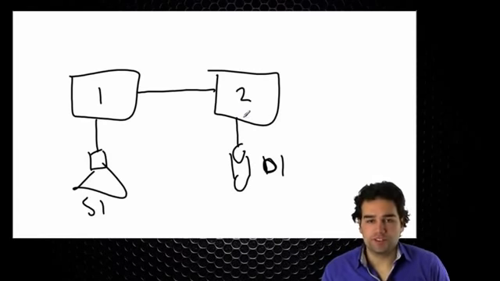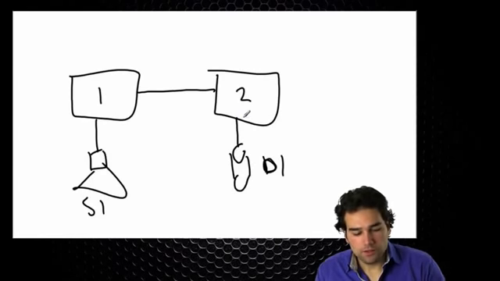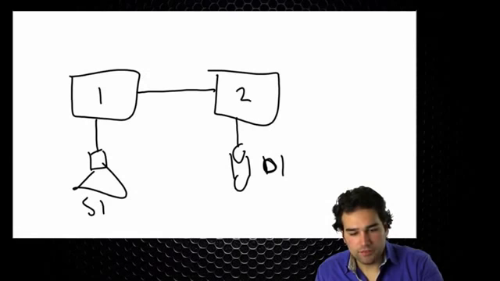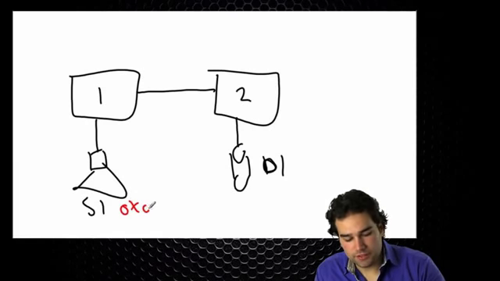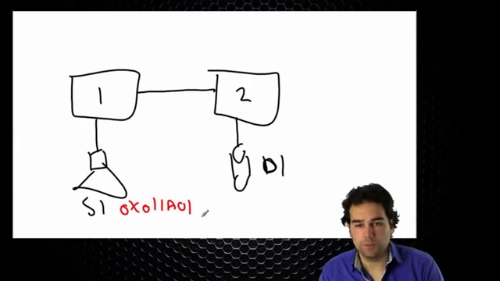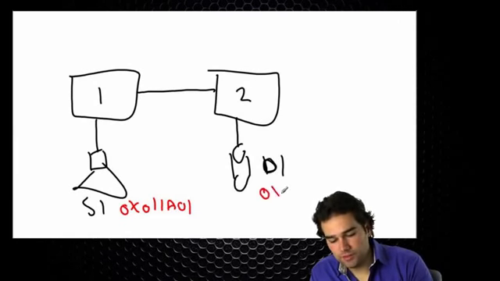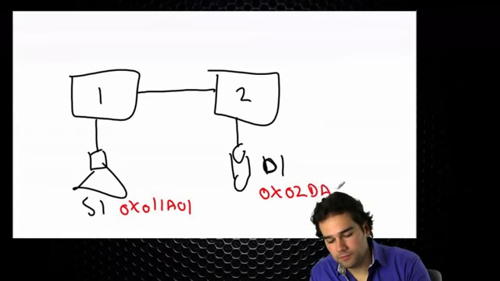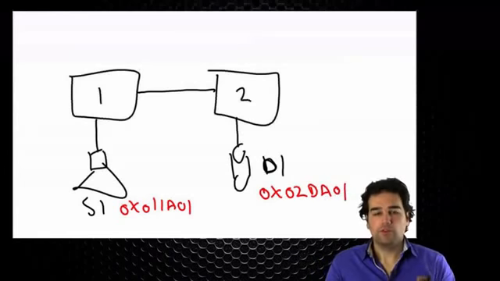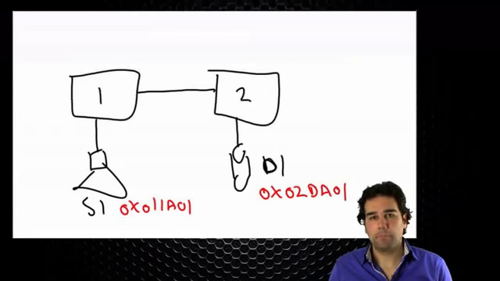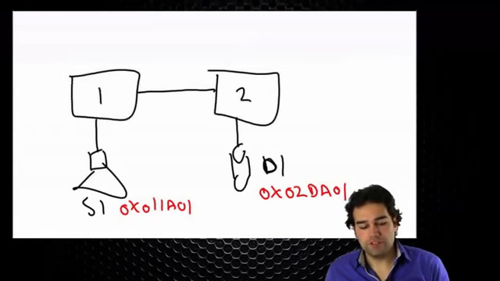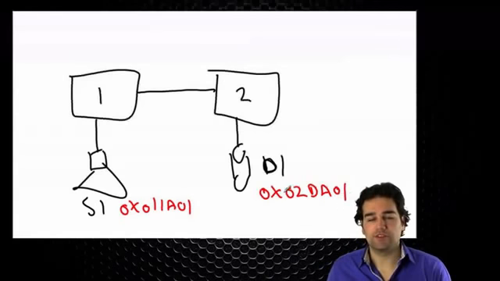Domain ID 1 and 2 are assigned. So this server will have FCID 0x011A01, some domain ID. The disk will have 0x02DA01. So those are the two FCIDs. Then I said in the Fibre Channel frame, they need to specify the source and destination address that they want to use.